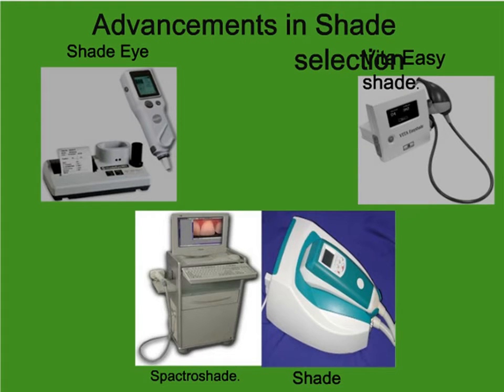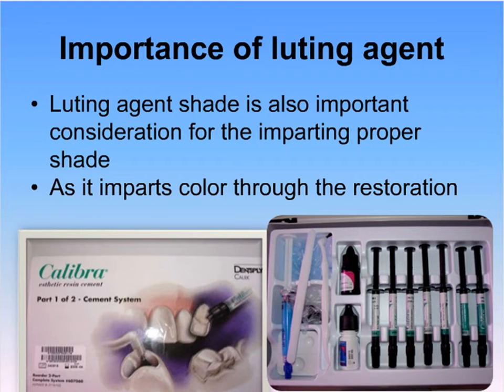The advancement of shade selection went into the use of digital shade guides. Digital shade guides are either colorimetric or spectrophotometric. Colorimetric makes comparison between the captured shade guide, while the spectrophotometric makes calculation or measuring of the wavelengths.